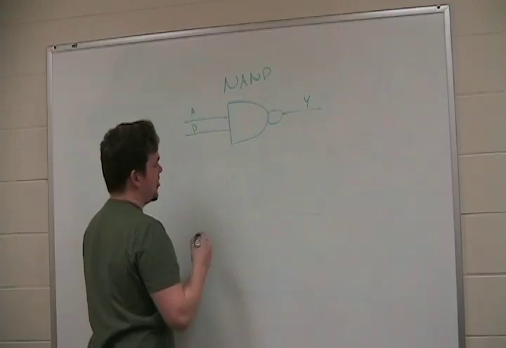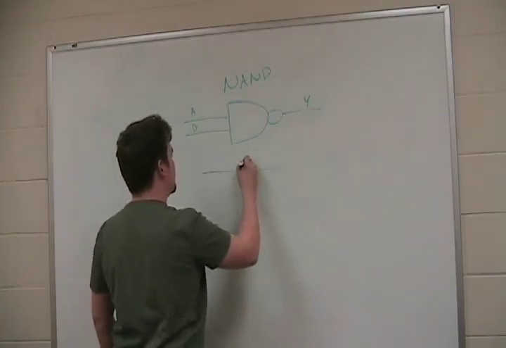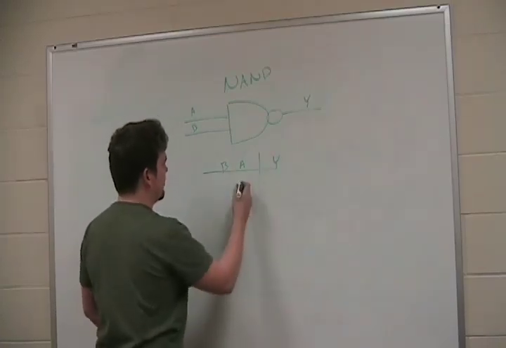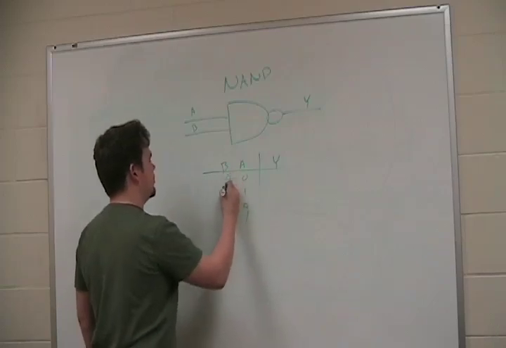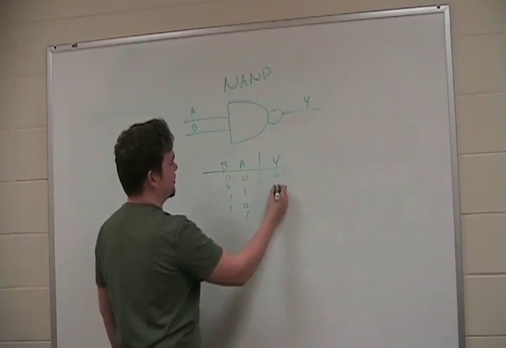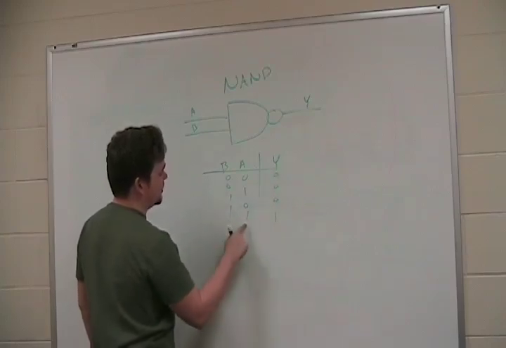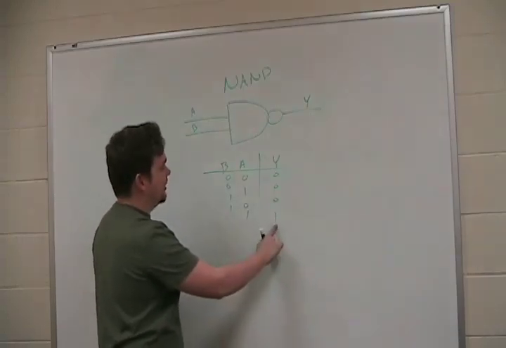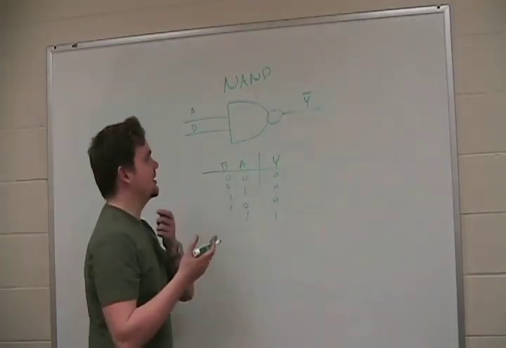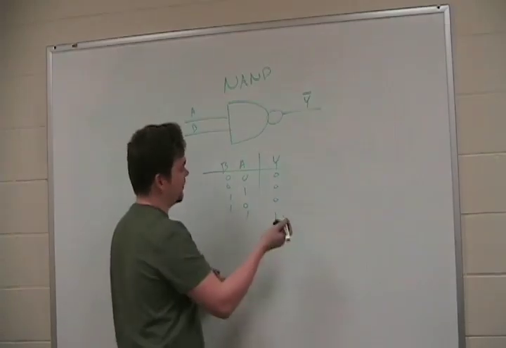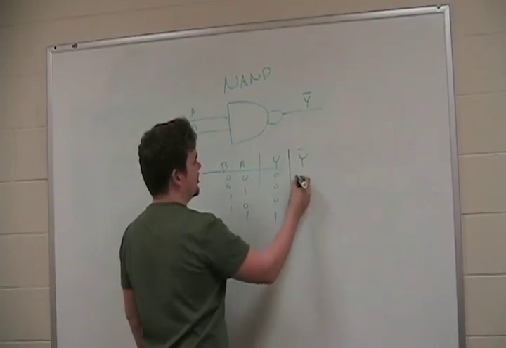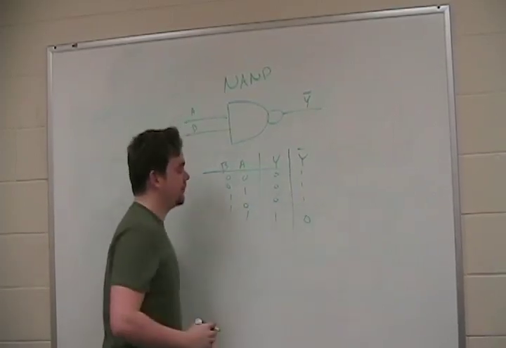So how this works is, we're going to put A, B, and Y. Now we're going to do this for the AND gate. Remember 0, 1, 0, 1, 0, 0, 1, 1. For a normal AND gate, we'd get an output of 0 except when both inputs are high, then we're going to get an output of 1. So the output of a NAND, that line over top of that Y, basically says that the output is complemented or inverted. So the real output of a NAND gate is 1, 1, 1, 0.